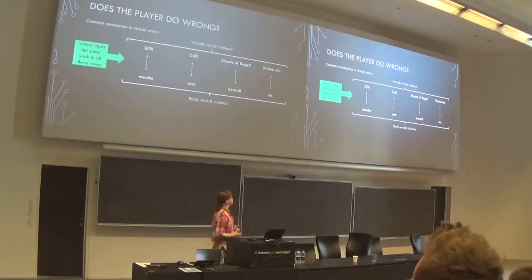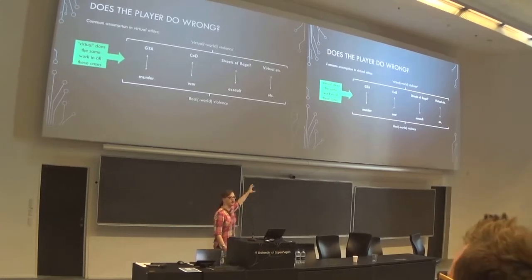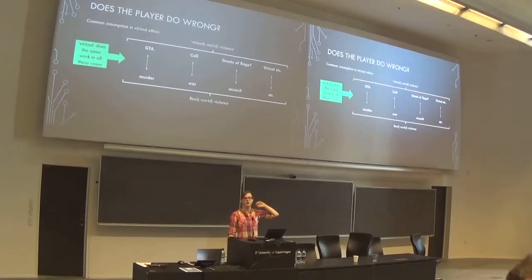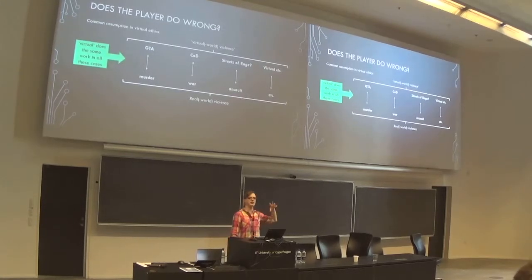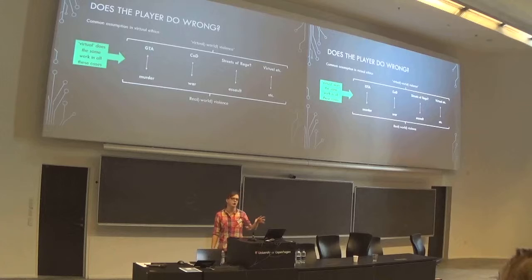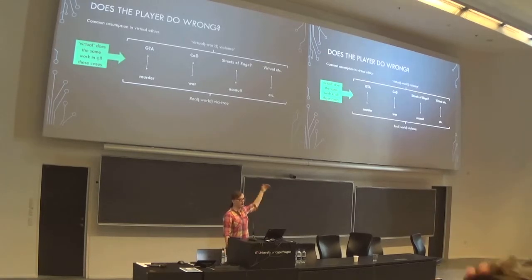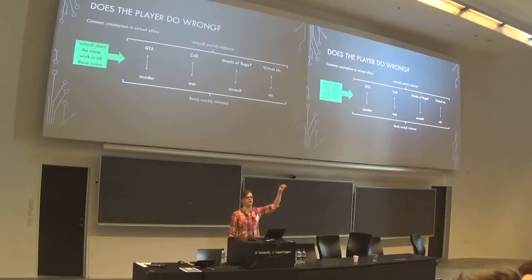So the picture here is supposed to be, at the bottom, you've got the real world, in which there is a moral taxonomy of things you can do, some of which are bad. So murder, war, assault, these are bad. They're bad in slightly different ways, or they have ethics about them. And then above that, you have a set of virtual worlds.